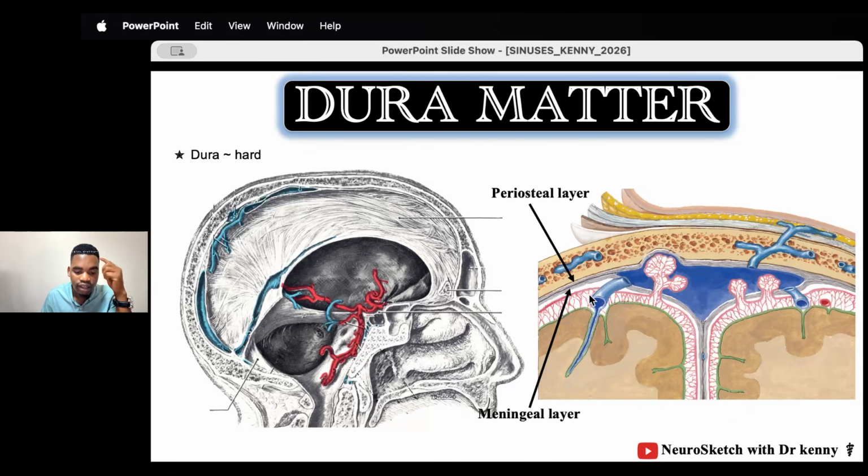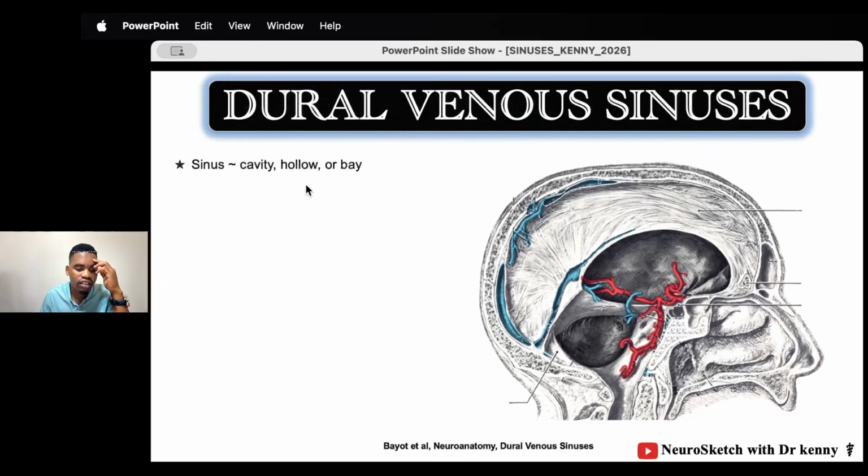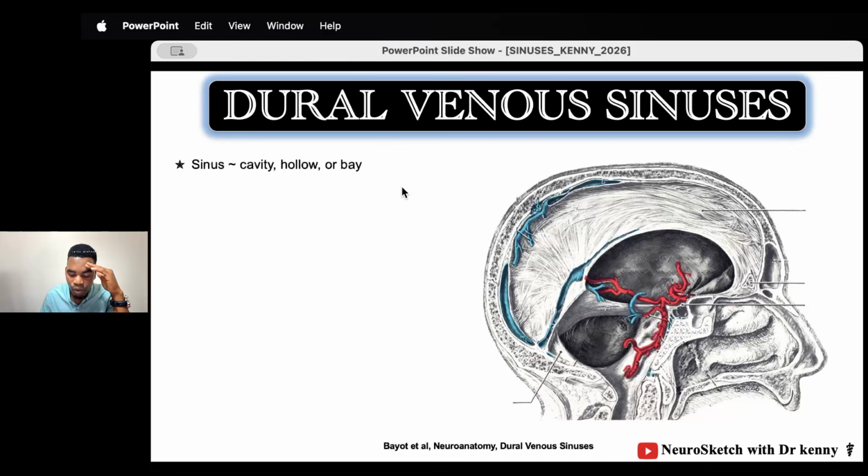These two layers are in contact with one another, but at times, the meningeal layer of the dura mater splits away from the periosteal layer, creating a space in between, and this space is called a sinus. The word sinus actually means a cavity, hollow, or a bay. But what is a venous sinus? It means this sinus is carrying venous blood.